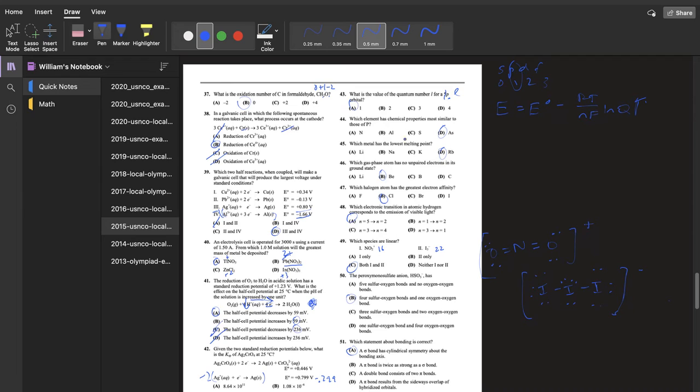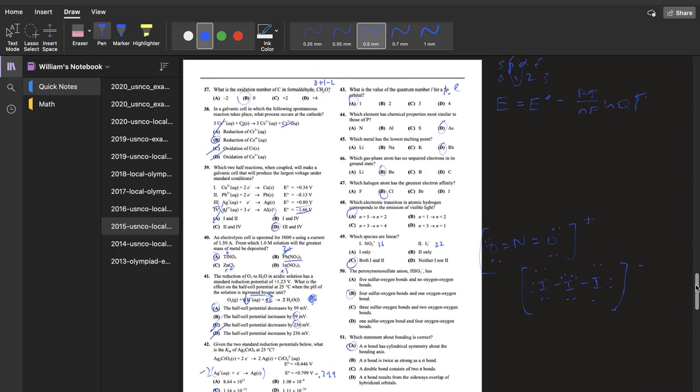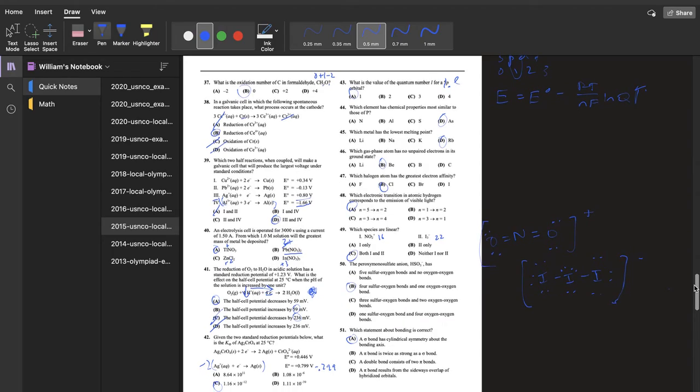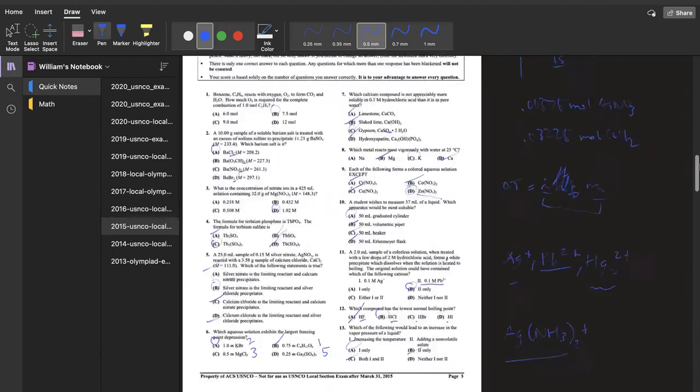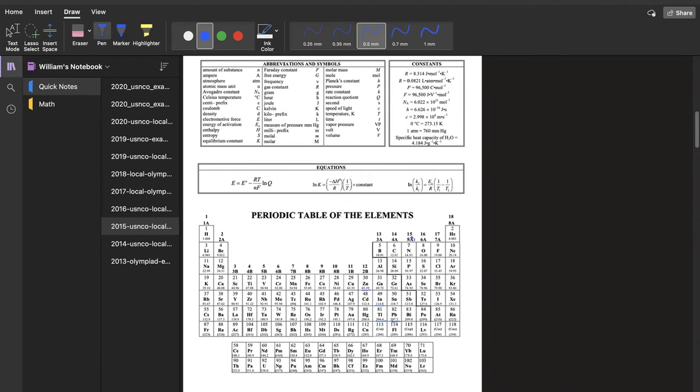So it's A. 44, which has chemical properties most similar to those of P. So we're probably looking for elements that are also in the group that P is in, which I think is group 15. So our choices are nitrogen, aluminum, sulfur, and arsenic, and then this is what we're comparing to.